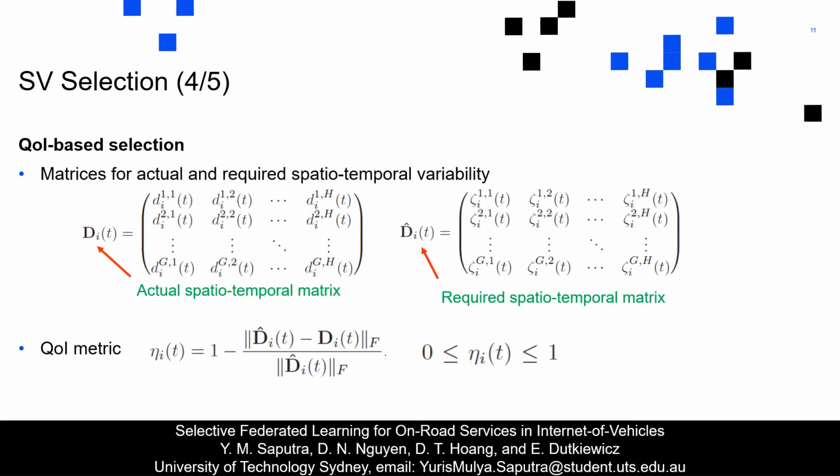matrices. So now we have 2 matrices for actual and required spatio-temporal variability. We can use these 2 matrices to calculate the quality of information metric as the normalized spatial length of a metric in Frobenius norm. In this case, we can see that the value of eta, as the quality of information metric, is between 0 and 1. The higher the value of eta, the higher the quality of the information for the selected smart vehicles.